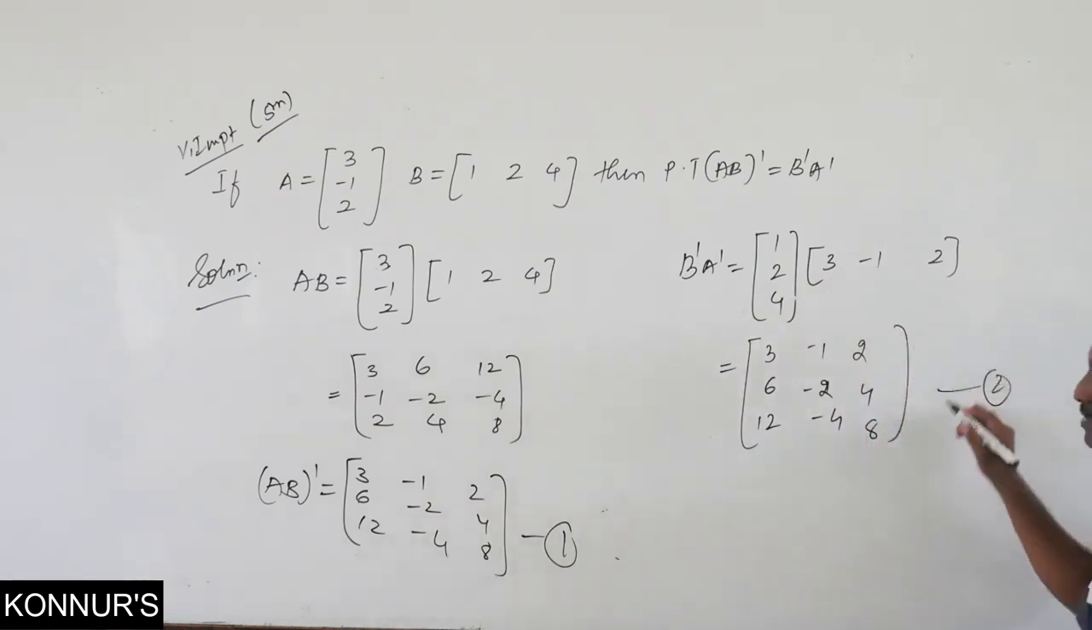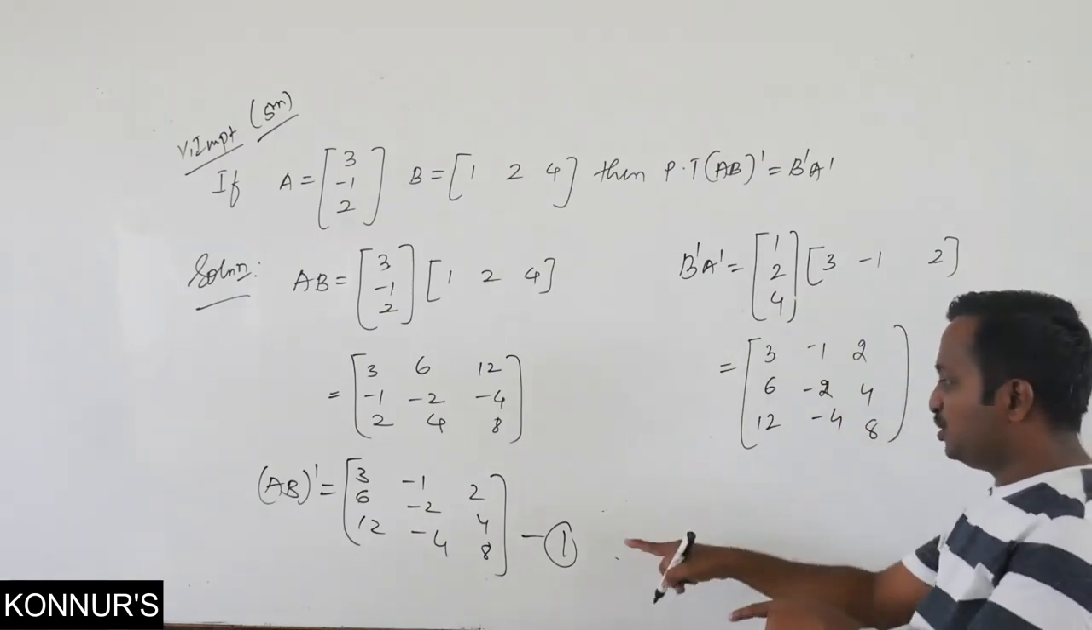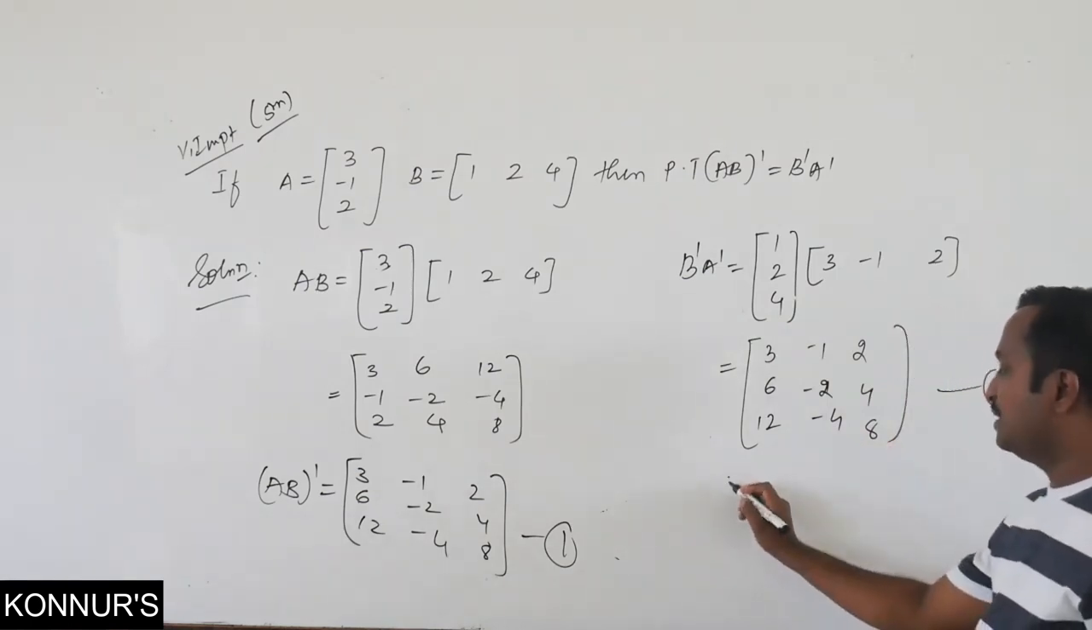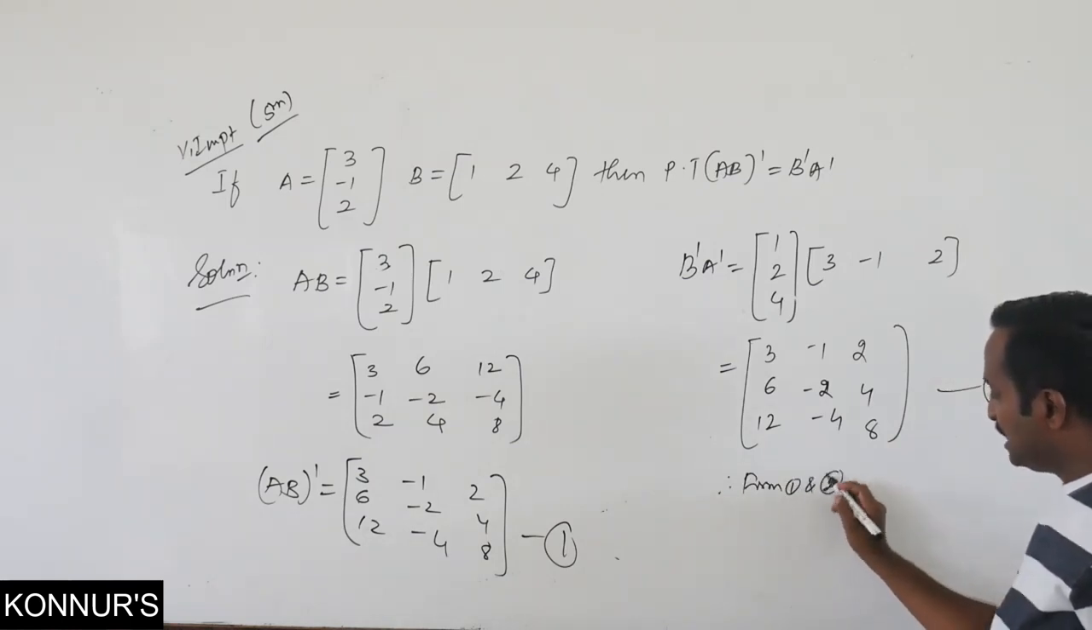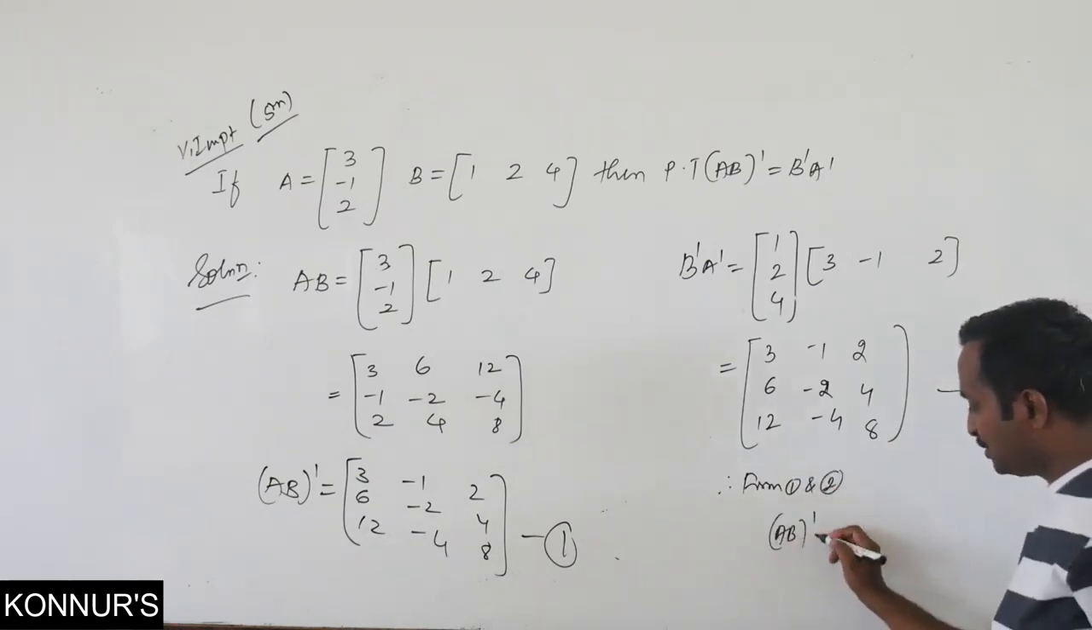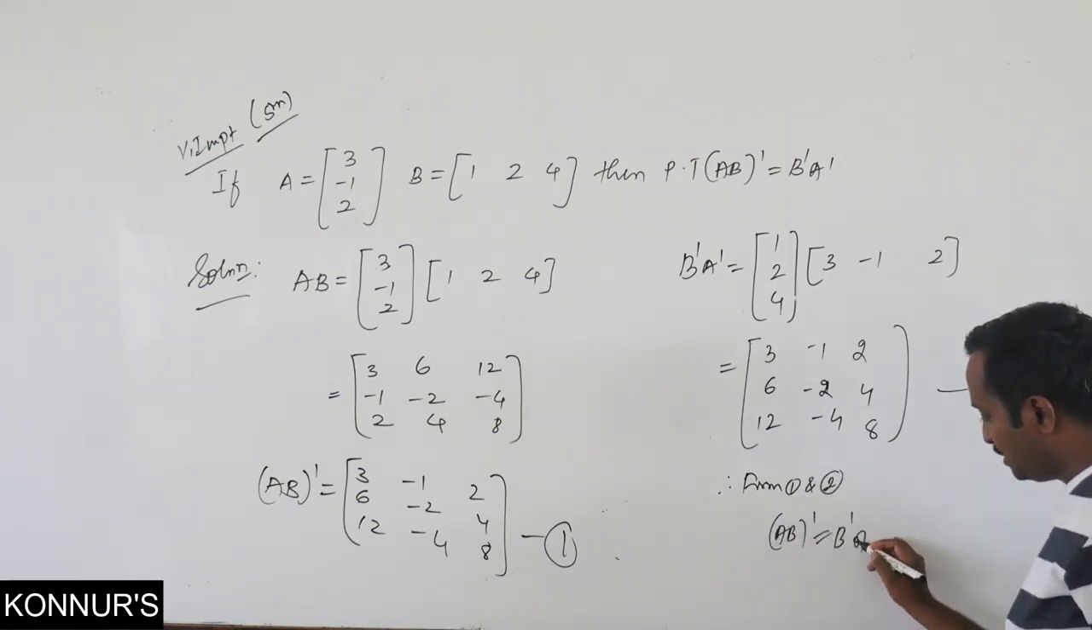Observe. Let us calculate. This is it. Check each and every element. Each and every element must match. Therefore, from 1 and 2, (AB)' is always equal to B'A'.